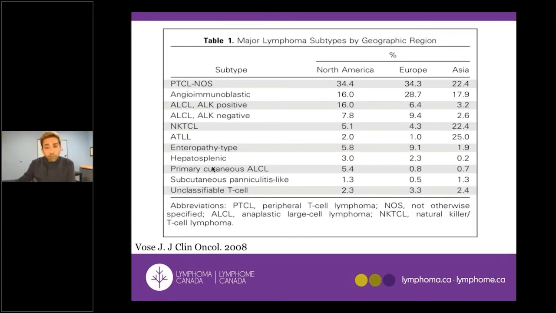And from this study, we learned a couple of important lessons. So for example, we know that in North America, peripheral T-cell lymphoma, or PTCL, is the most common one. But if you look at Asia, PTCL, even though it's common, is not the commonest, whereas ATLL is very common in Asia.